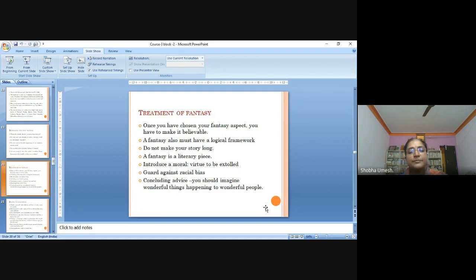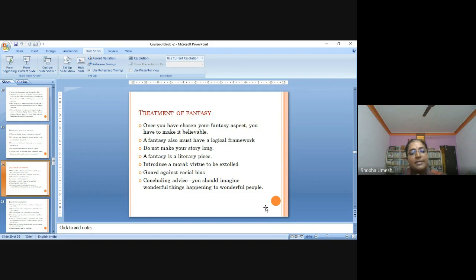And also, a fantasy is always a literary piece, and also introduce certain moralities and virtues to be extolled. In all the stories we have to try to bring certain morality, values, or virtues, imparted through those stories, so that if the child listens to or reads the story, he'll come to know what is true and what is false and how he has to be in his lifetime.